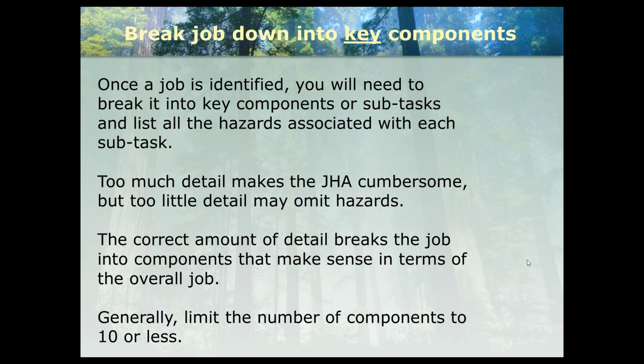So once a job is identified, you need to break it into key components or subtasks and list all the hazards associated with each subtask. Too much detail makes the JHA cumbersome, but too little detail may omit hazards. Now, the correct amount of detail breaks the job into components that make sense in terms of the overall job. Generally, limit the number of components to 10 or less, though it depends on how complicated the job is.